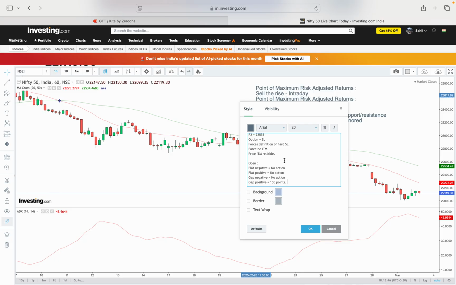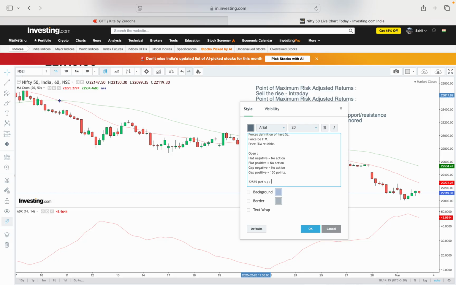So imagine a scenario in which we know that our ultimate point of entry is going to be 22,535, which means beyond this, the market will no longer be bearish strong for sure. In fact, it could even change its trend into a range. Therefore, we will use this 22,535 as our reference for SL.